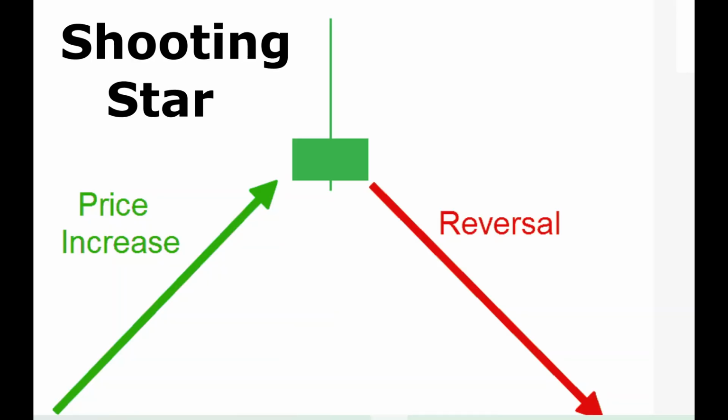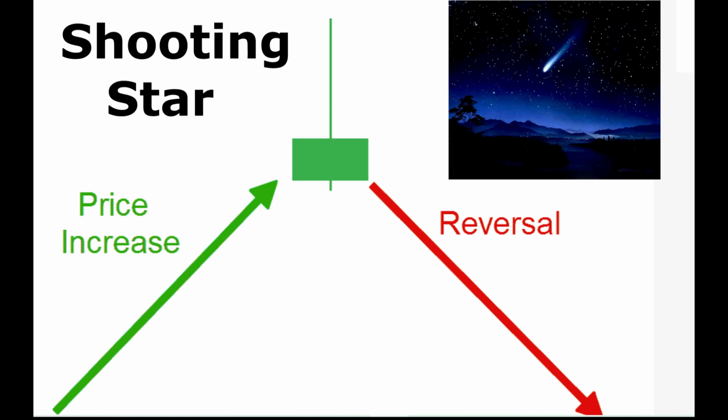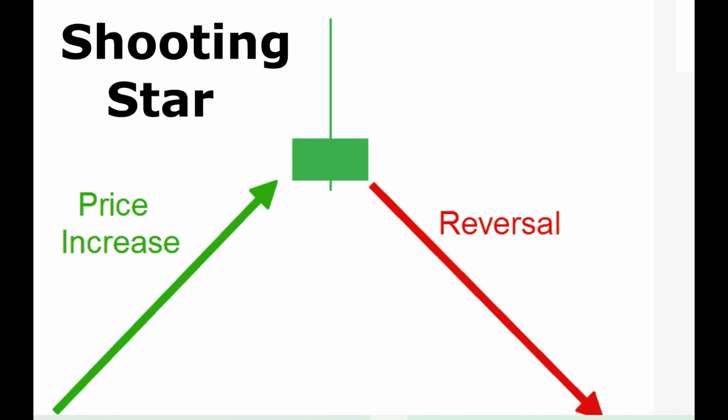A shooting star candlestick pattern is so called because it forms a candle that looks as if a star is shooting downwards. It is a bearish reversal chart pattern that is characterized by a small body and long upper wick with a little or non-existent lower wick.